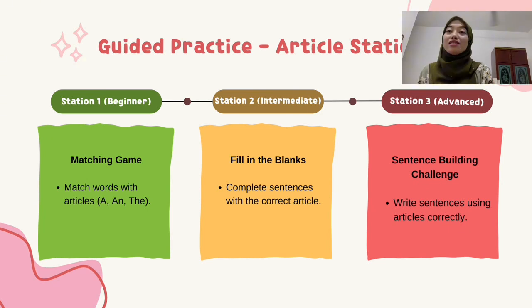Okay, so this is designed for advanced level. At this station, students will be asked to write sentences using the correct articles. For example, they might create sentences like, "I saw an elephant and a cat at the zoo."